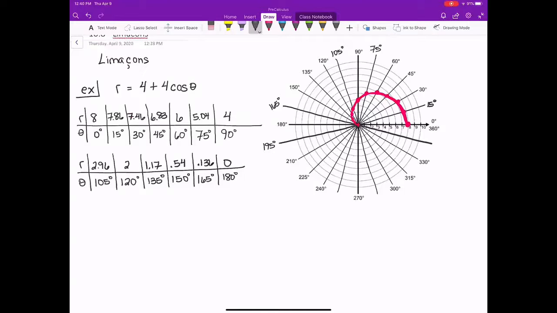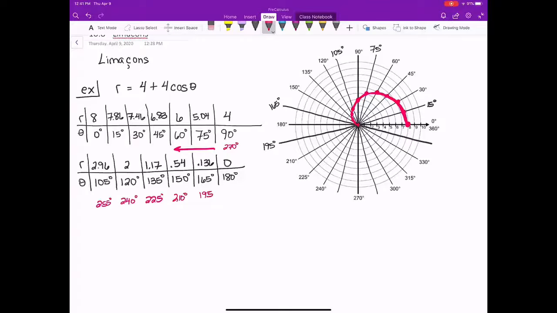So 195 degrees would give you 0.136. 210, so 195 would give you the same piece here. 210 would give you the 0.54. 225 would give you the 1.17. 240, and so on and so on to what's next? 255. And so on. So that would keep on going till you get to 270. When you get to 270, you're going to have a radius of 4, and so this continues on. So again, I'm going to pause it while I finish, and then you can finish.